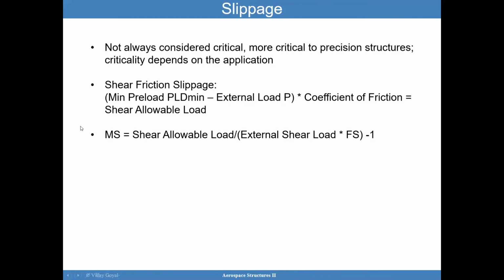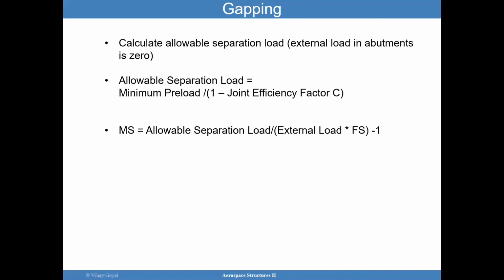And the shear friction slippage equations are provided here. Note that the coefficient of friction will have to be known for this calculation to work. The important thing is that we have the minimum preload minus the external load times the coefficient of friction. That's your shear load allowable that will be used here in the margin of safety calculation. Gapping is something we had discussed earlier. This is the formula that needs to be used for the margin calculation.